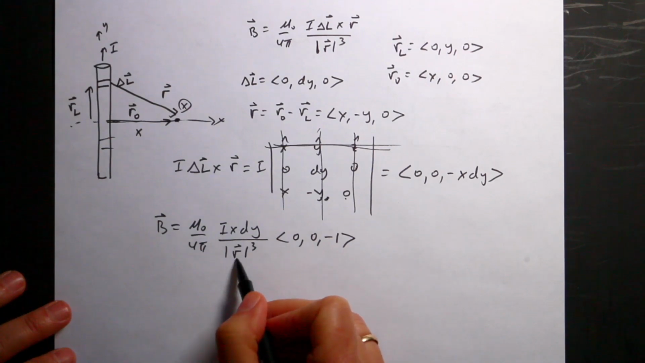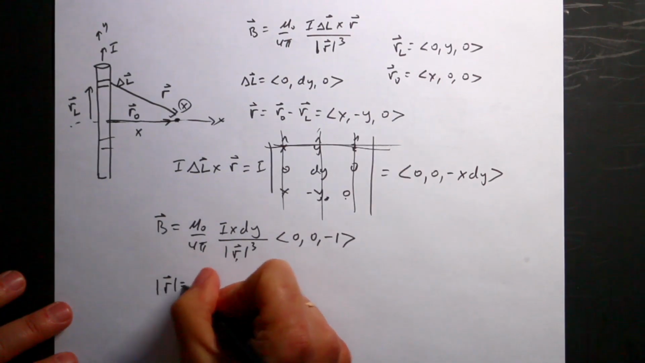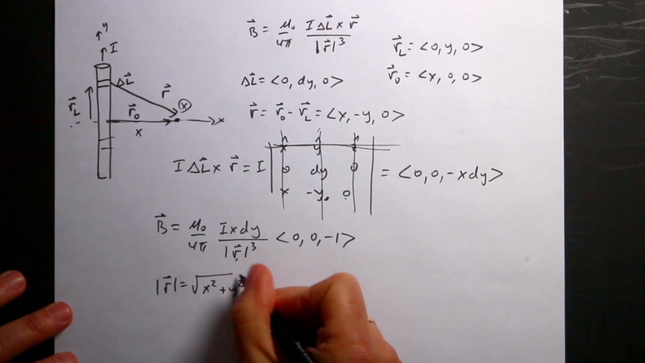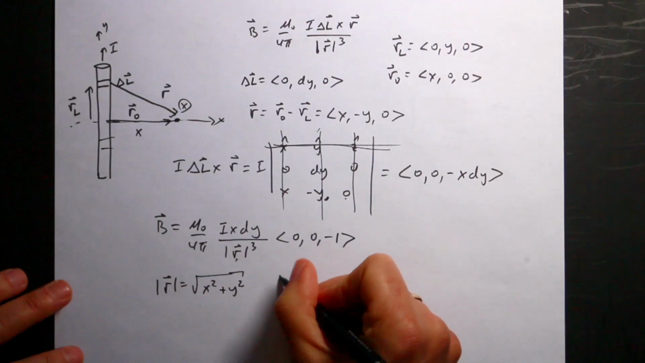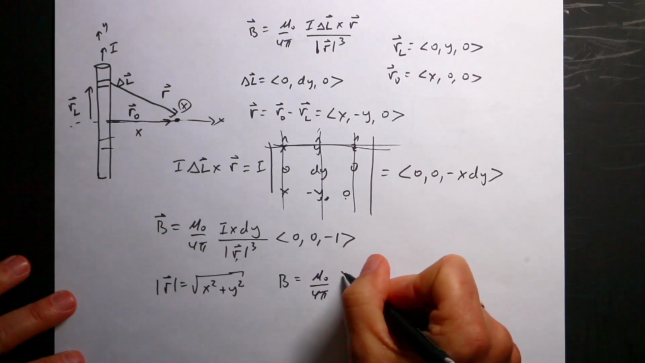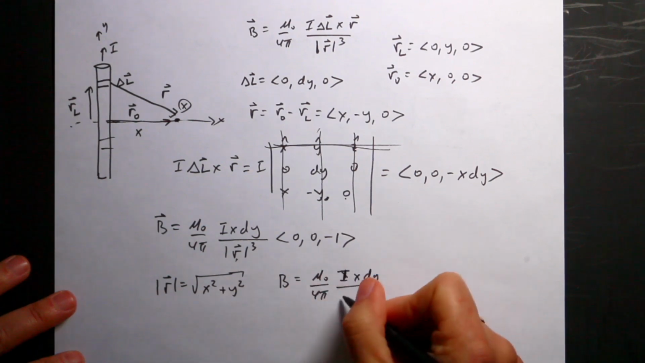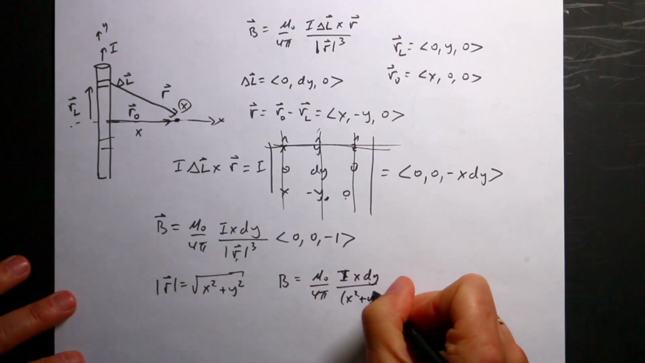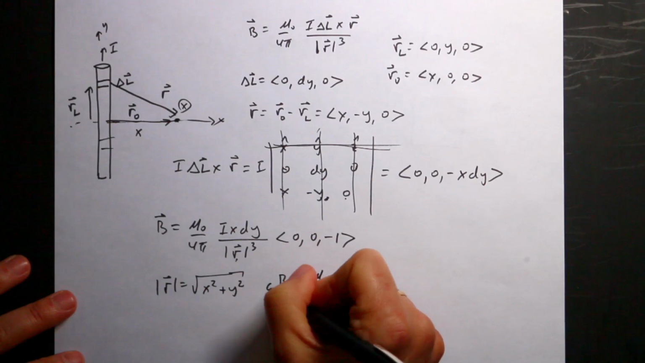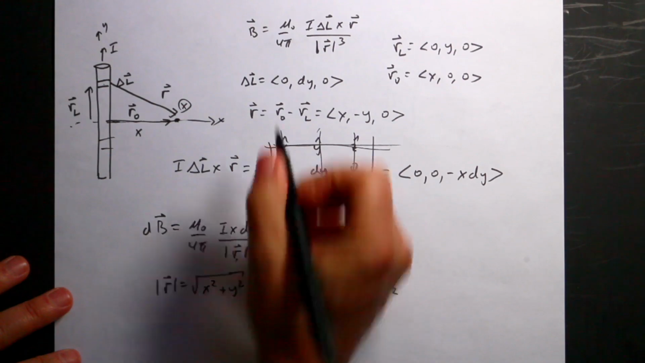Okay, now let's find the magnitude of r. Well, I already have the vector r, so the magnitude of r is just going to be this squared plus that squared, square rooted. So it's the square root of x squared plus y squared. Okay, let's put this all together, and I get the magnitude of B is mu naught over 4 pi, I x dy over this cubed, which is going to be x squared plus y squared to the 3 halves. And that's actually dB. These are all dBs, right? Because that's just the magnetic field due to that one little piece. This is dB.